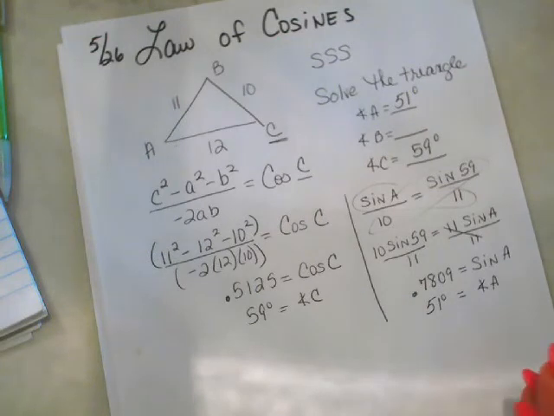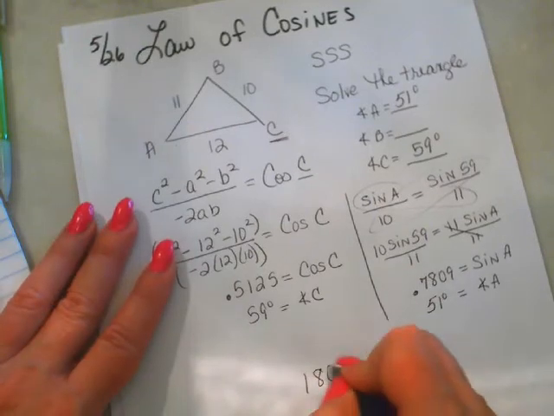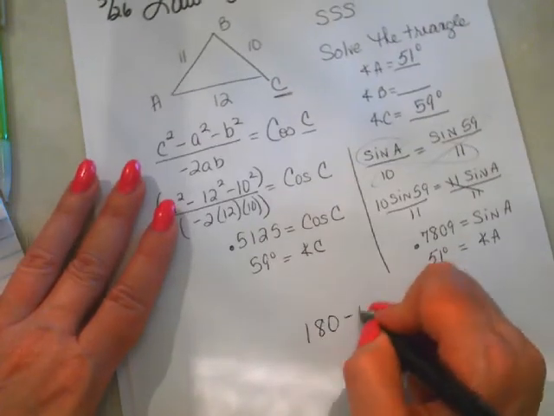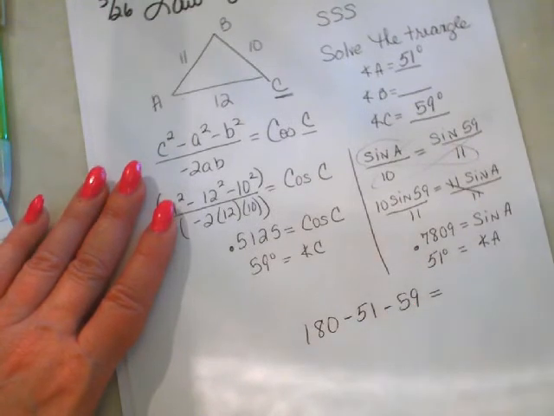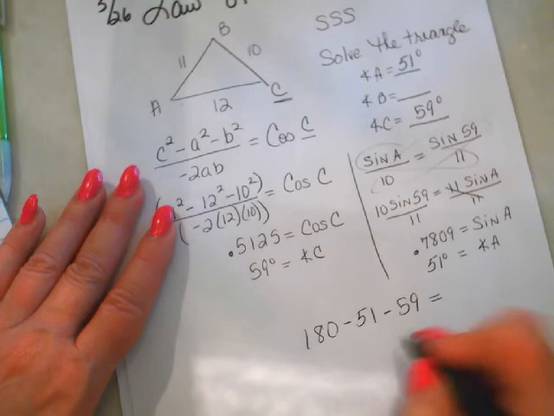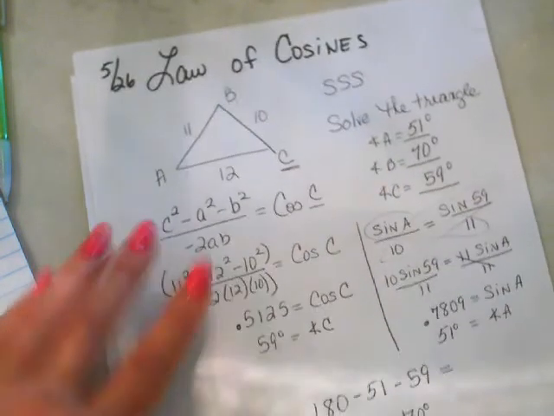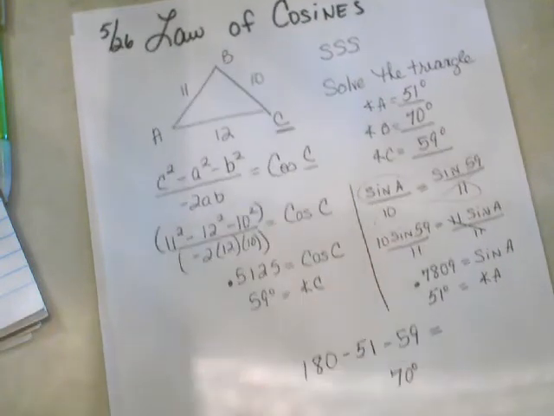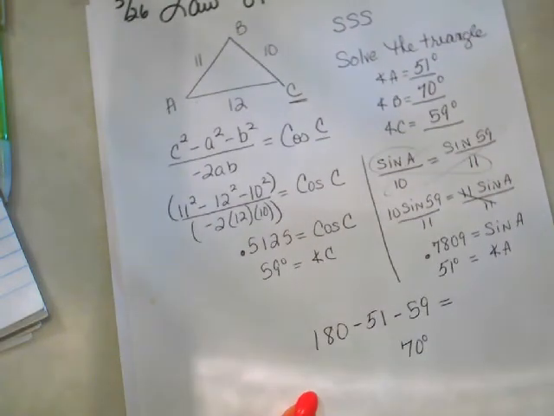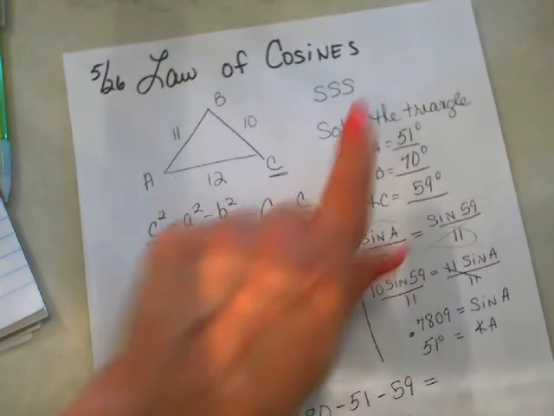Now, ladies and gentlemen, if you have 2 out of 3 angles of a triangle, to find the third angle, I'm not going to use law of cosines or law of sines. I'm going to do 180 degrees minus the 51 minus the 59, and I'm going to find out that angle B is 70 degrees. So we're going to use the law of cosines once, we're going to use the law of sines, and then we're just going to use what we learned in 3rd grade to find the third angle of a triangle. All right, maybe 5th grade.